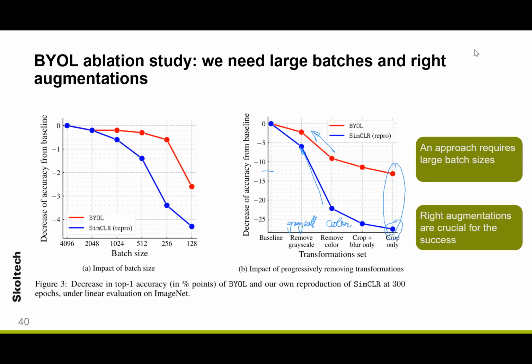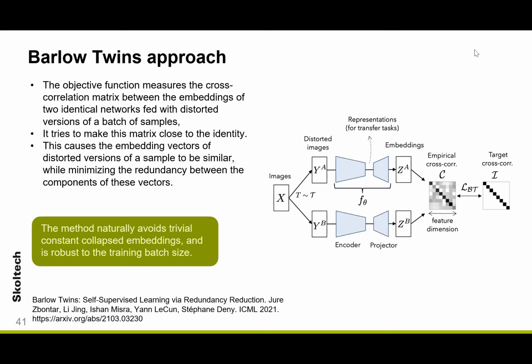So we see that all approaches require large batch sizes, and correct augmentations are crucial to get good quality of the model here. Okay, this was the SOTA for 2020, but it's already 2021. So there is a new SOTA for self-supervised learning based on kind of simple principles. But again, with both negative and positive pairs.